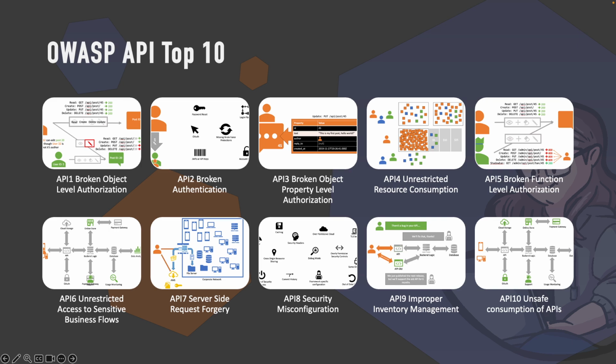They shouldn't be able to edit something they don't belong to. API 6 and API 10 is this idea that APIs belong to this flow of data. So unrestricted access to sensitive business flows is this idea that you can use the API to cause some business logic error further downstream, while unsafe consumption is when the API uses another API.